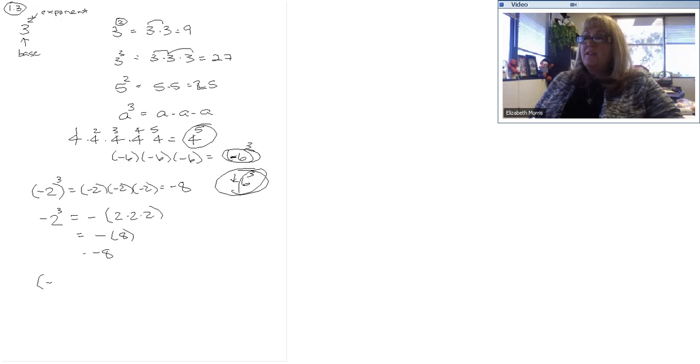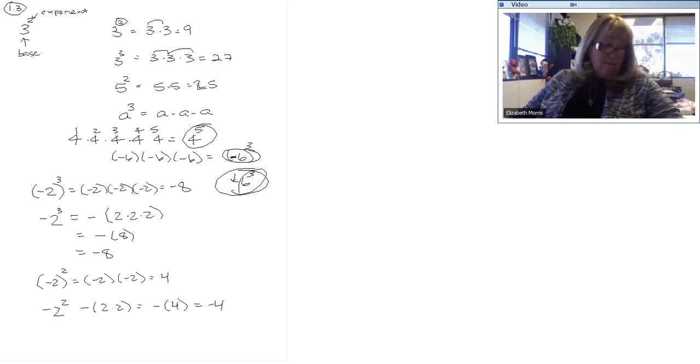What if I had negative 2 squared and negative 2 squared that way? Okay? So the first one means negative 2 times negative 2. And 2 negatives make a positive. But the second one means the opposite of 2 times 2. And 2 times 2 is 4, and the opposite would be negative 4. So be very, very careful with that, okay?